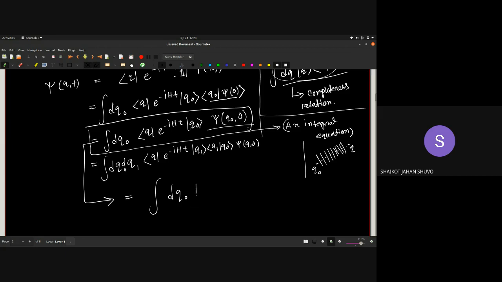since this is an integral equation, it will have a kernel, and the kernel is coming in terms of q0, q, and t, right? And you have this q0, 0. Now there is something special about this kernel. You can see there is some time, right? E to the power iHt.